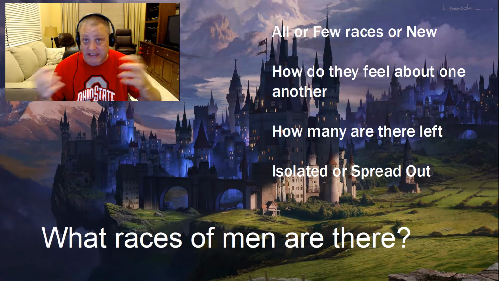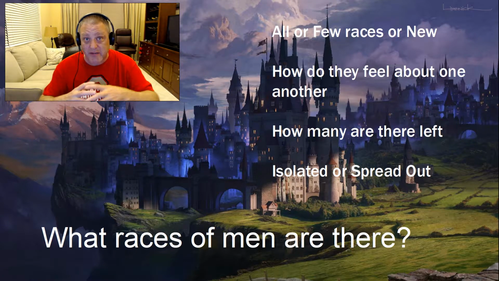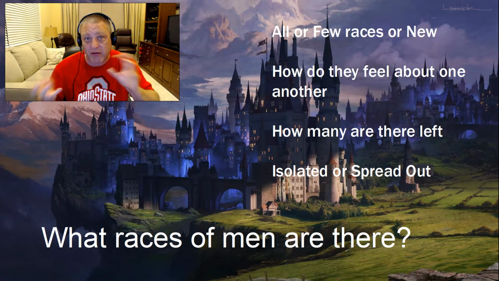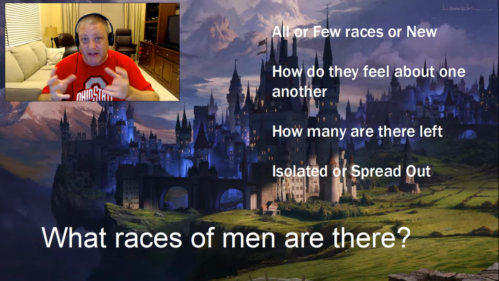How do these races interact and feel towards one another? Are they working together towards a common goal? Are the elves working for themselves, the dwarves working for themselves, and the halflings working for themselves? How do all the races of men interact with one another?